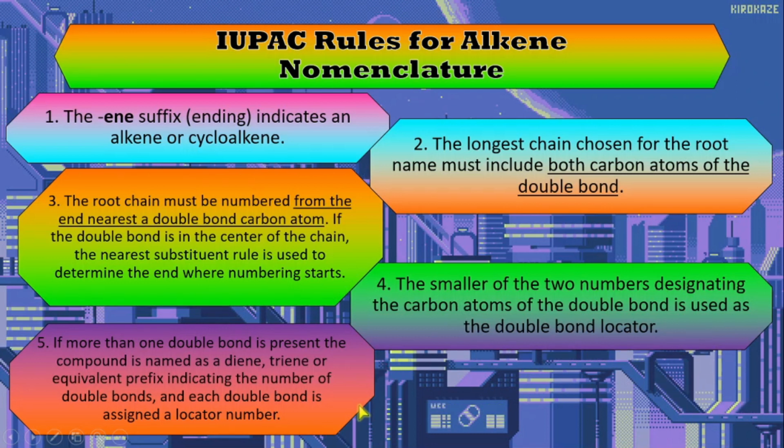Rule number 5: if more than one double bond is present in the compound, it is named as a diene, triene, or equivalent prefix, indicating the number of double bonds, and each double bond is assigned a locator number.